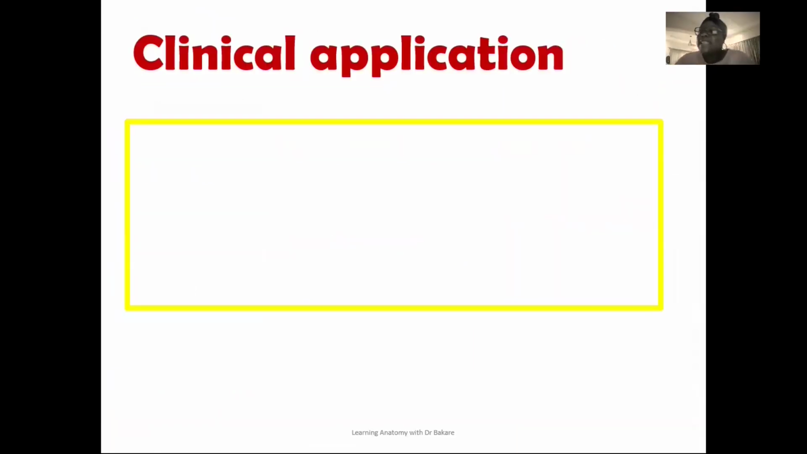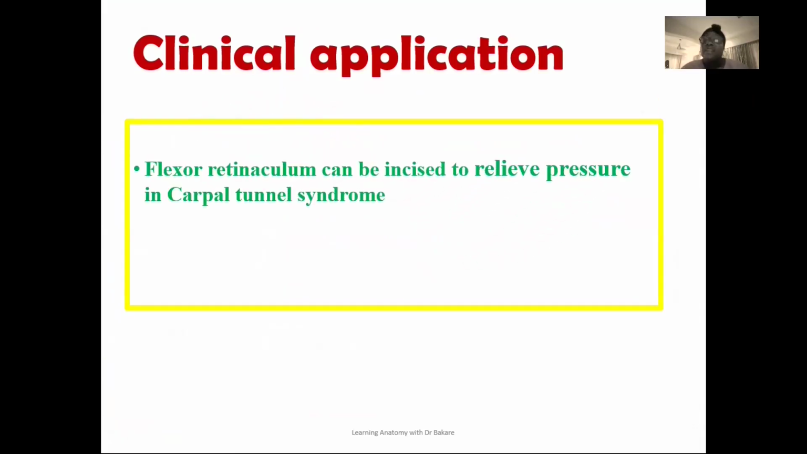Now let's look at clinical application. And what we'll be highlighting here is the fact that the flexor retinaculum can be incised to relieve pressure in carpal tunnel syndrome. Don't forget that carpal tunnel syndrome is a compression of the median nerve within the carpal tunnel. And when this occurs, the need may arise for the flexor retinaculum to be slit open to relieve pressure as a result of this.